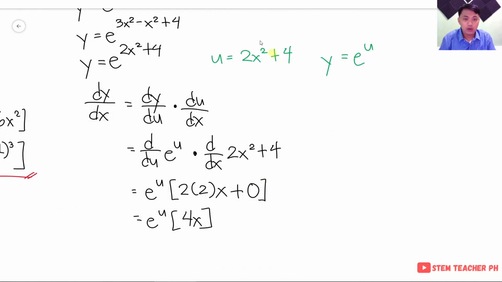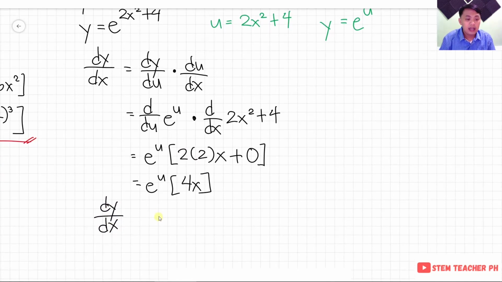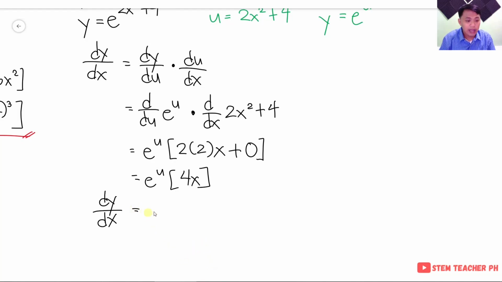Then our u is equal to 2x squared plus 4. Pagpalitin ko lang, unahin ko si 4x. We have our dy over dx. Isulat na natin siya dito. That is equal to, unahin si 4x, and then multiplied to e. Our u is equal to 2x squared plus 4. So this is raised to 2x squared plus 4. This is the derivative of our given function.